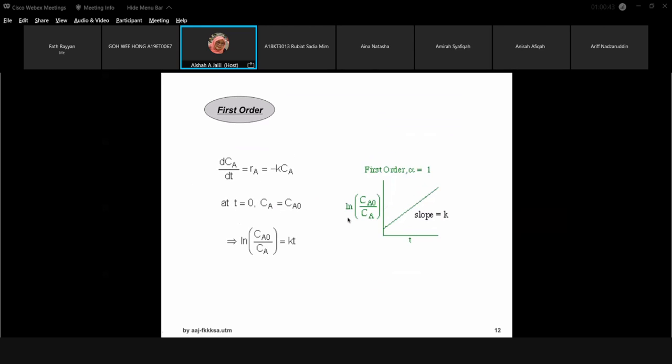So we just use trial and error if we use integral. If the question asks you to use integral, you just use trial and error: zero, first or second order, using the equation given in this note. And then when your answer is correct, the plot must be a straight line.